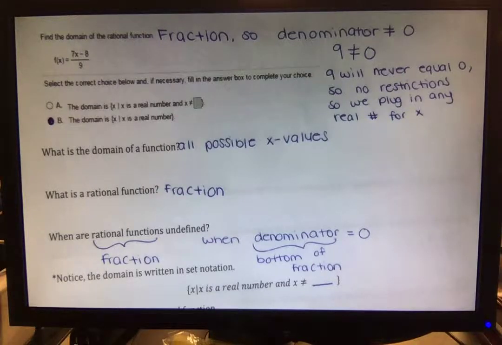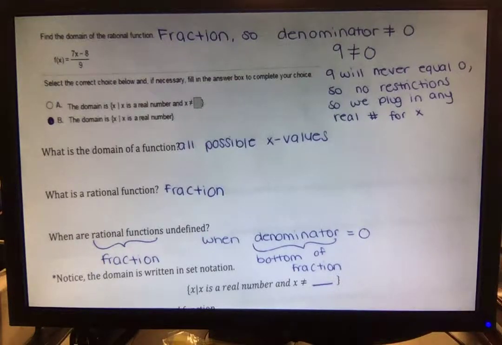No restrictions. So our denominator, which is 9, will never equal 0. So this fraction will never be undefined. So there are no issues. So we can plug in all real numbers, which is B. You don't have to solve it. There's nothing else we have to do. Just find the domain. There's no x on the bottom, right? Questions for me? What if it was like 9x on the bottom? Okay.